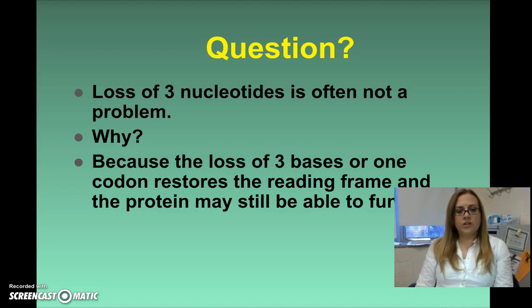So another quick question. Loss of 3 nucleotides is often not a problem. So why would that be? What do you guys think would cause that? And really it's because if you lose 3 bases, you're essentially taking out 1 whole codon. And so oftentimes you can restore that reading frame, and the protein may still be functional.